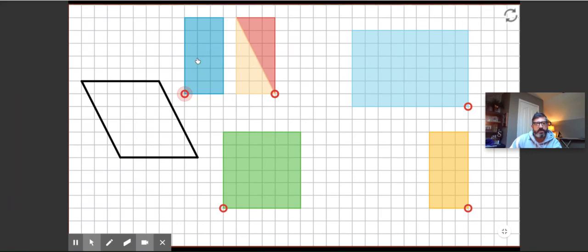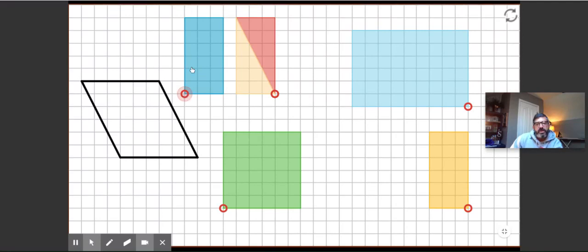Let's count the number of squares inside the blue one. You want to count with me? Let's do it. All right. Ready? Go. 1, 2, 3, 4, 5, 6, 7, 8, 9, 10. 14, 15, 16, 17, 18, 19, 20. Oh, I think you went too far. Yeah, I went too far. It's 18. You said 18. We'll stick with that.